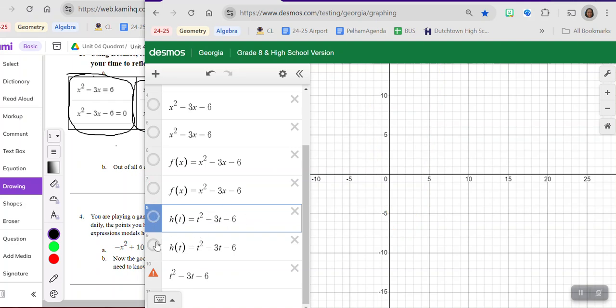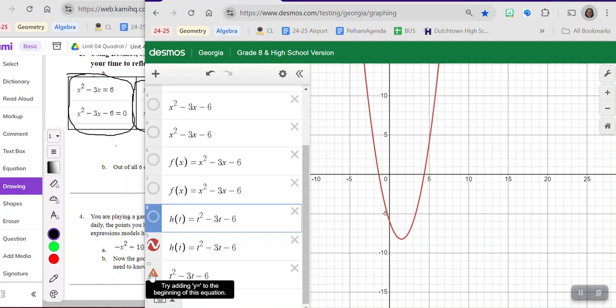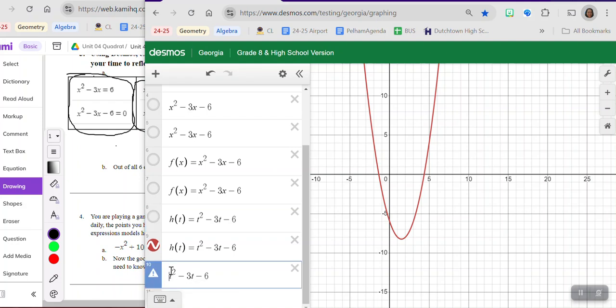Now let's say that I have this one, right? H of t. What if I get rid of the h of t? Is it still going to graph it? No, it's not. Okay. In a case like this, Desmos really just wants to use x. Okay. I hope you find this useful for this question.